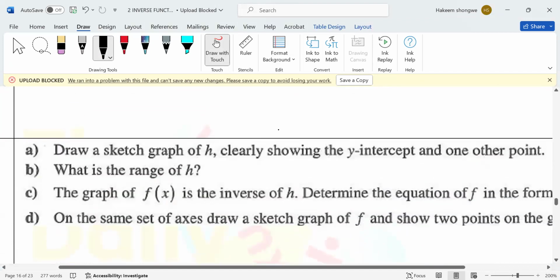Go to the second question. It says, write down the range of this graph. Now, we have the domain and then we also have the range.